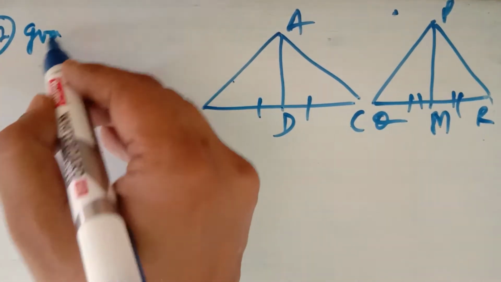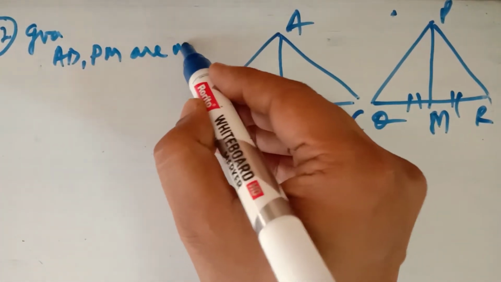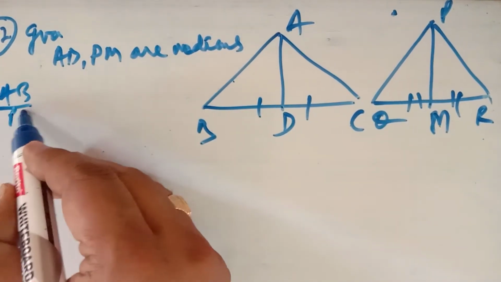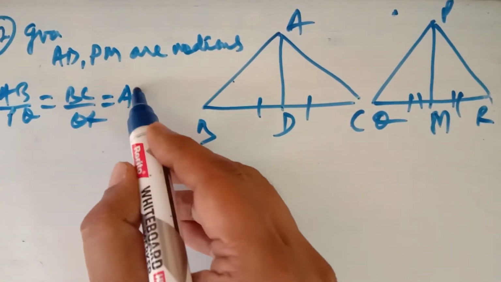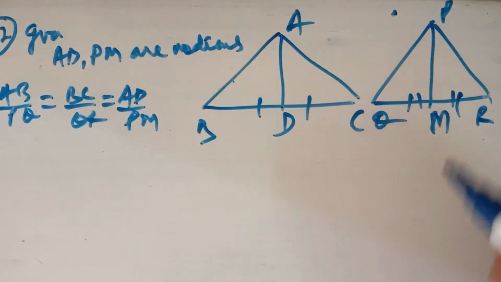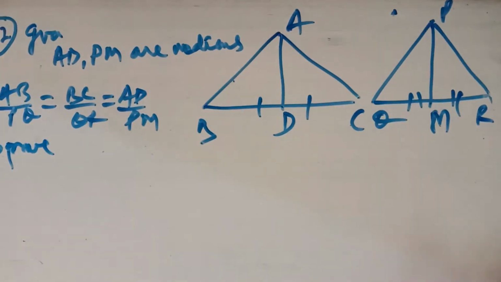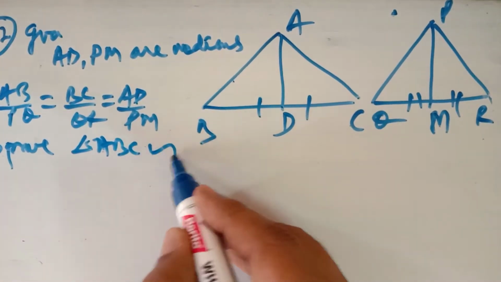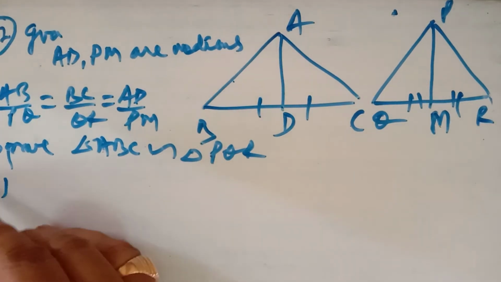So given that AD and PM are medians, and it is given that AB, PQ, BC, QR and their medians AD and PM are in the same ratio. Then what you have to prove? You have to prove that triangle ABC is similar to triangle PQR.